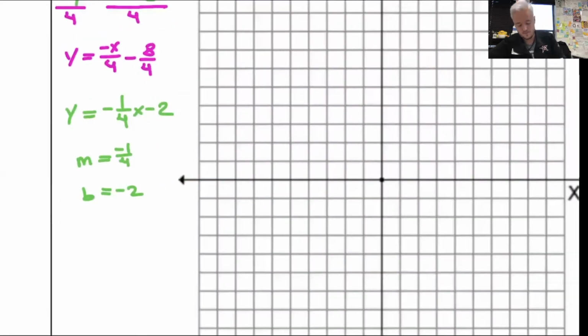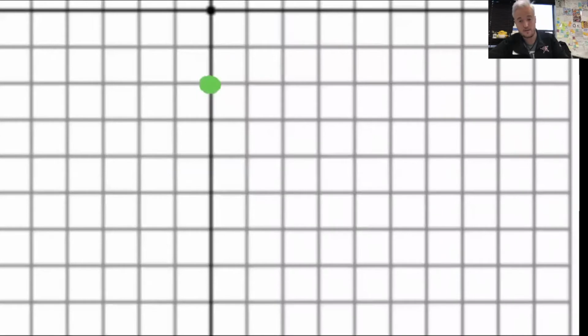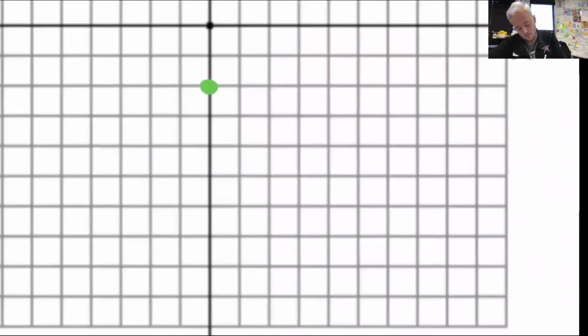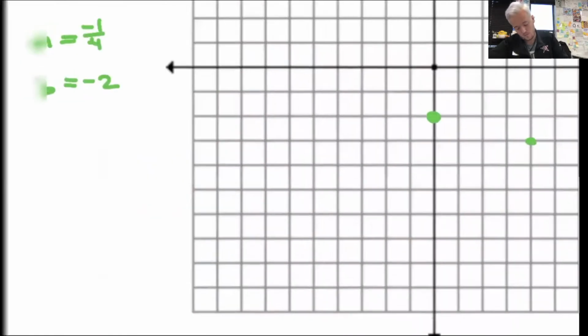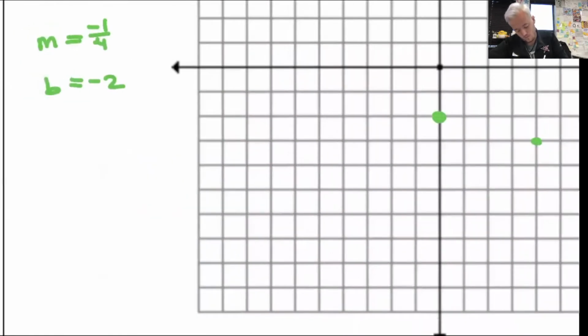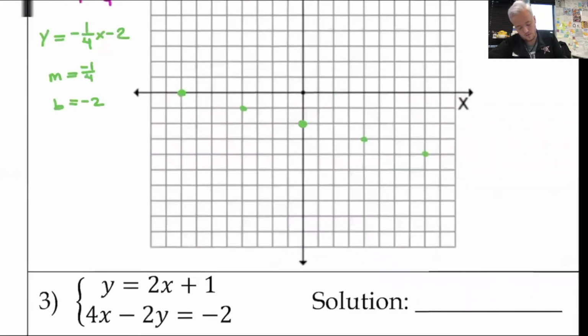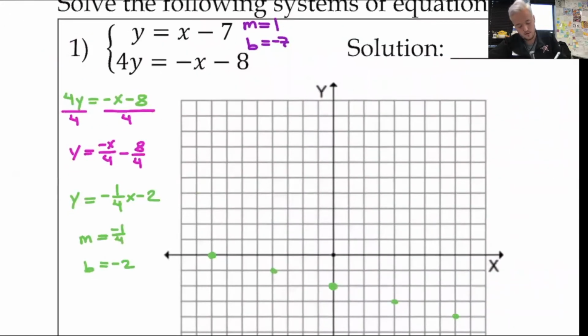So I'm going to start with this one. So go to negative 2. Now I want to go down 1 and right 4 for a slope of negative 1/4. All right, so there's all those points.